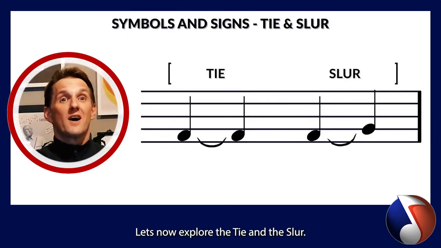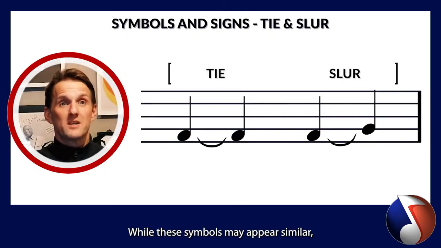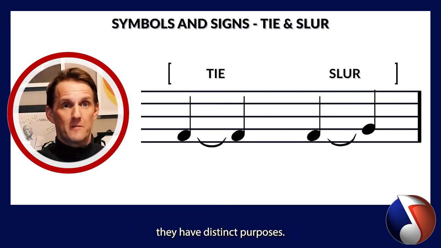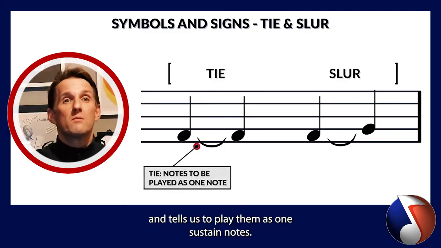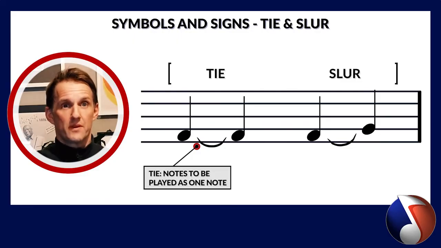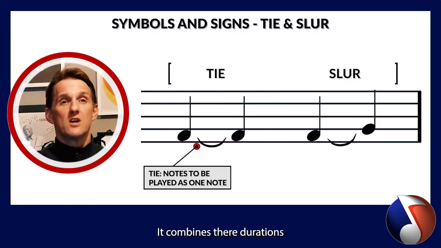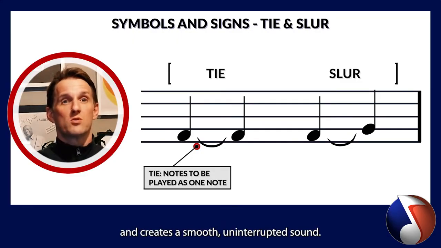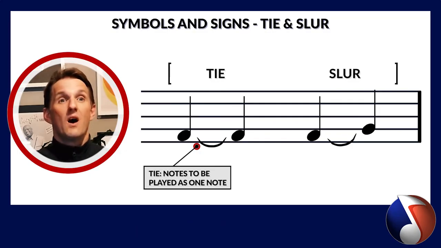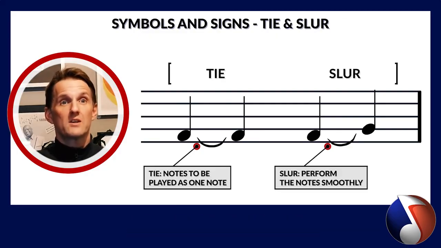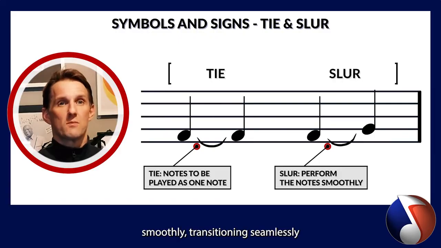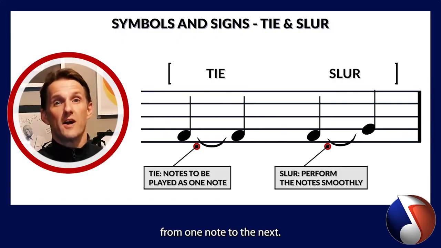Let's now explore the tie and the slur. While these symbols may appear similar, they have distinct purposes. A tie connects two identical notes and tells us to play them as one sustained note. It combines their durations and creates a smooth, uninterrupted sound. On the other hand, the slur connects non-identical notes and indicates that they should be played smoothly, transitioning seamlessly from one note to the next.